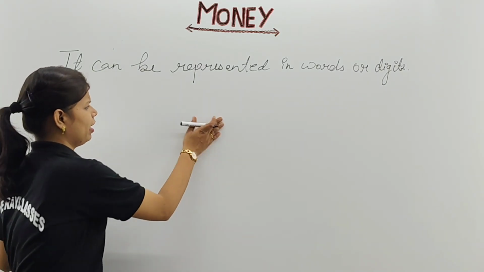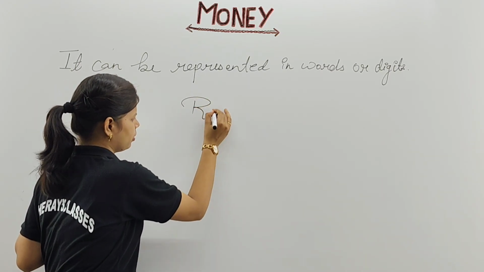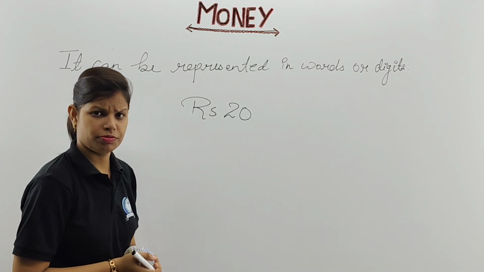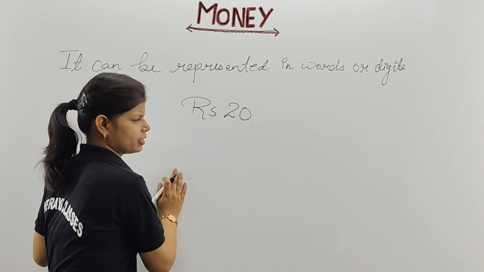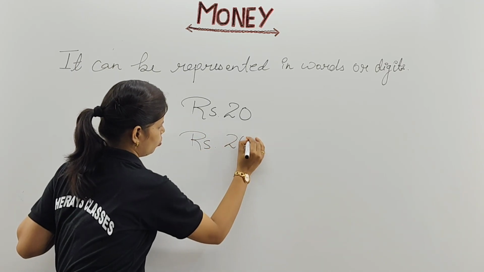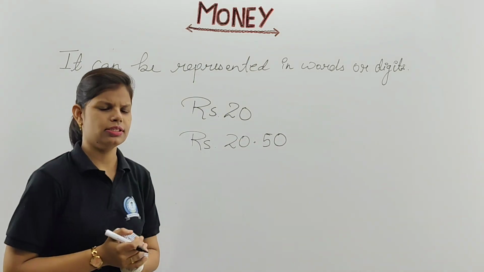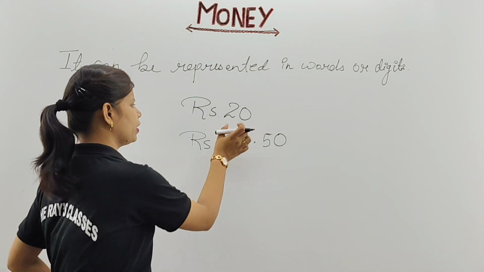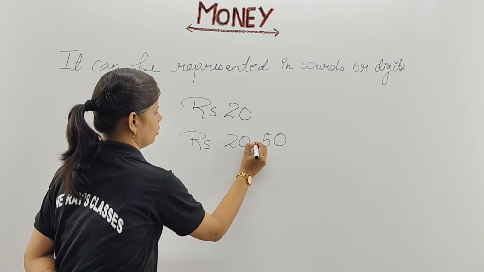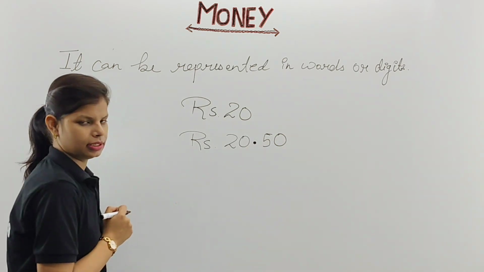For example, I'll let you know, simply you can write rupees 20. I hope it is visible to you. This is the first way of representation. If it is written like this, rupees 20.50, can you please identify the difference between these two? Here you have fresh 20 rupees. There is no choice of paise. Clear, no? But here we have 20 rupees 50 paise.